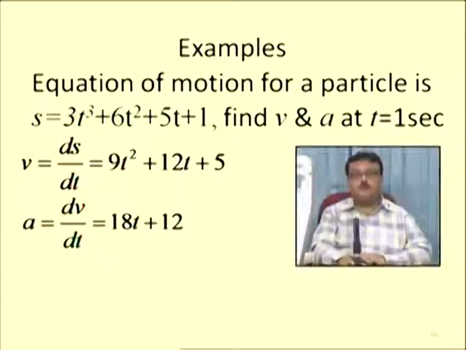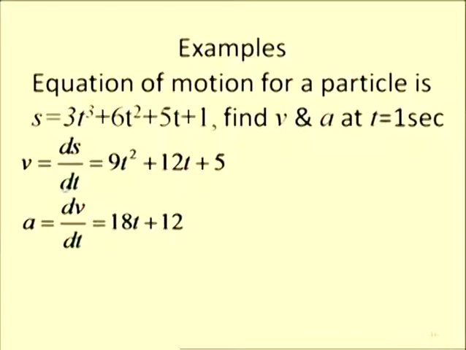So the derivative of this function 9t square plus 12t plus 5: the derivative of 9t square is 18t. Derivative of t square is 2t. So 9 into 2t is 18t, plus 12. So here we get v and a in terms of t. So we have s, v and a, all are functions of t. So if we know t, or if we have a particular value of t, we can get s, v and a at that particular time.